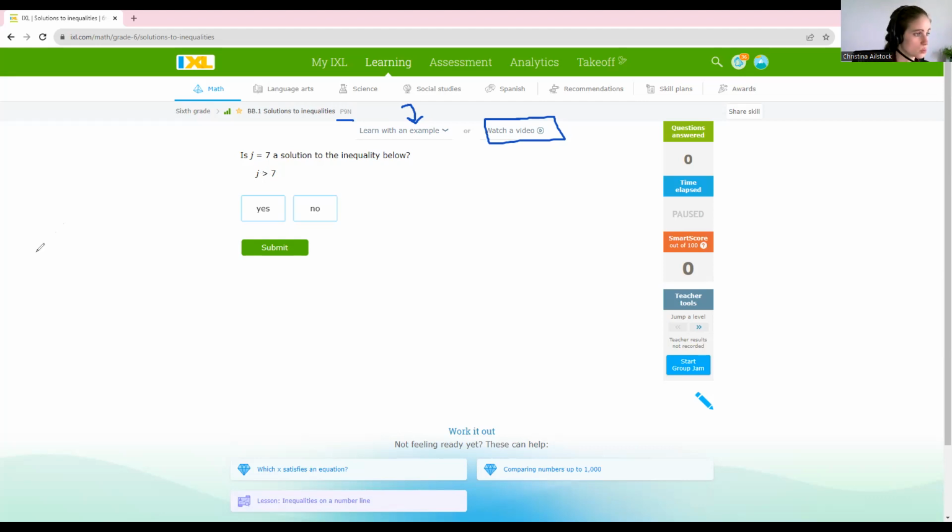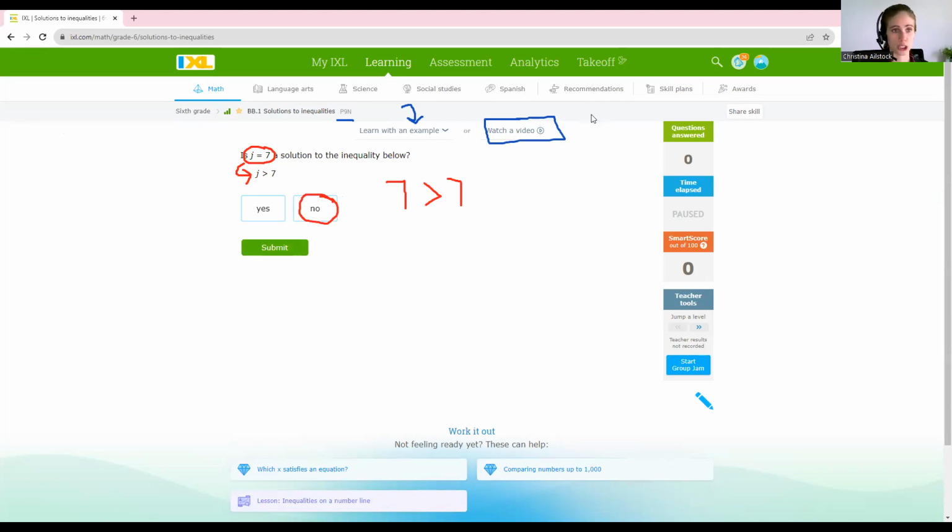Well, if we were to do a little bit of substitution here, it's telling us that J is equal to 7, so we substitute that value in for J. That means our statement would read 7 is greater than 7. Is that true? No, 7 is equal to 7. And that's just a regular greater than sign, which means our answer is no. It is not a solution.